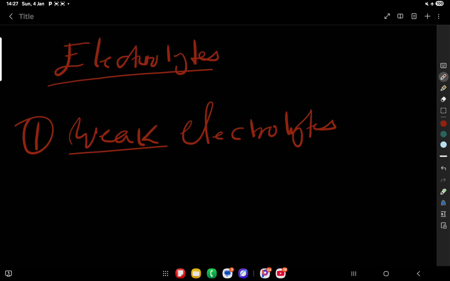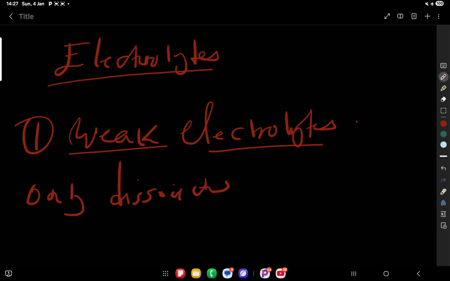What about weak electrolytes? According to the name weak, it means that they will only dissociate partially. What we mean by partial is that not all the ions are separated. Some remain attached to each other. So those are weak electrolytes.